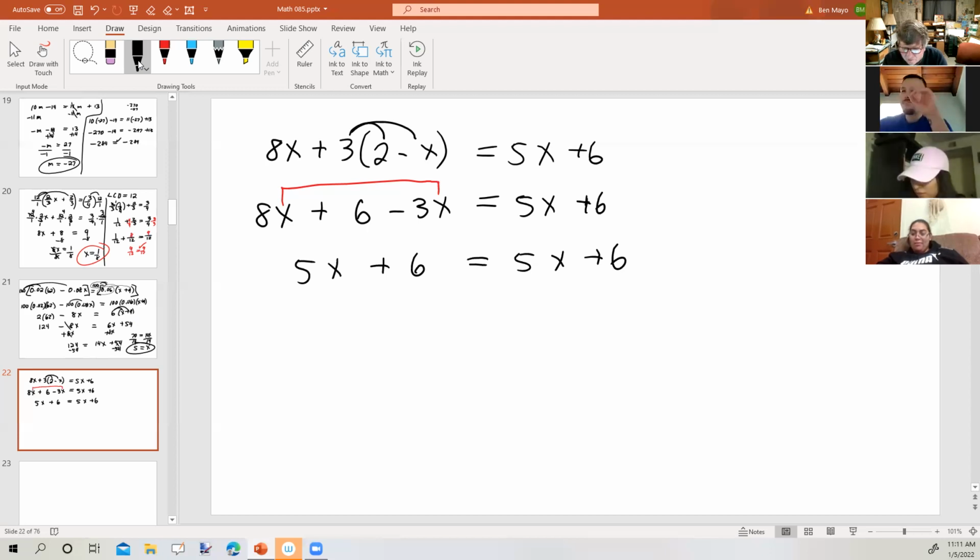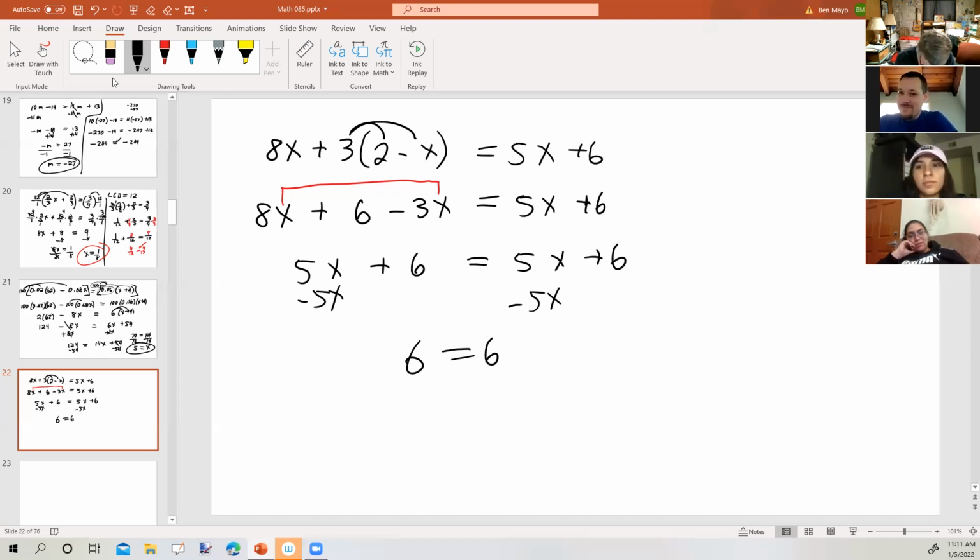Well, let me see if I can convince you of something. Okay. First, well, let's just carry on the way we normally would. I'm going to put all the x's on the left side of the equation. So I'm going to subtract 5x from both sides. Oh, I'm going to get 6 equals 6. Well, that's true, but x disappeared, so I don't know what x is.